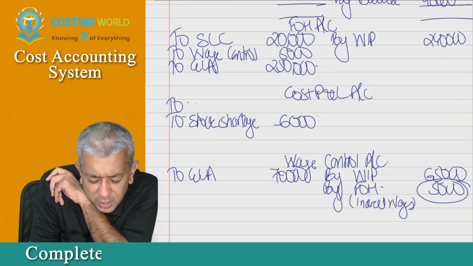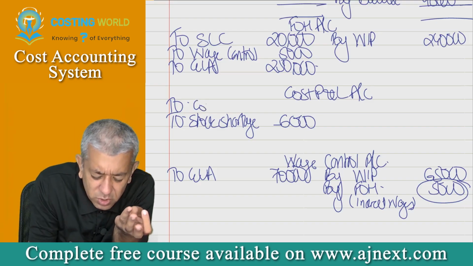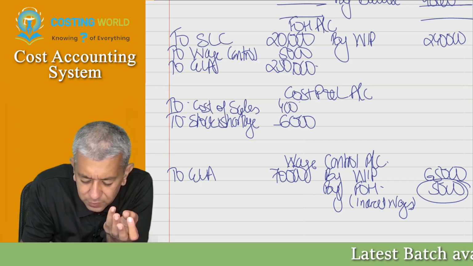So you all can write down anything over here. You can write down to finished goods, to COGS, to cost of sales. I'll continue to do whatever I've always done. 4 lakhs.